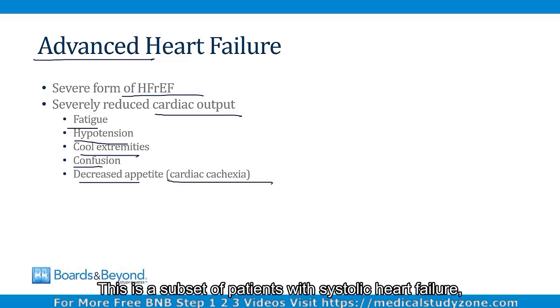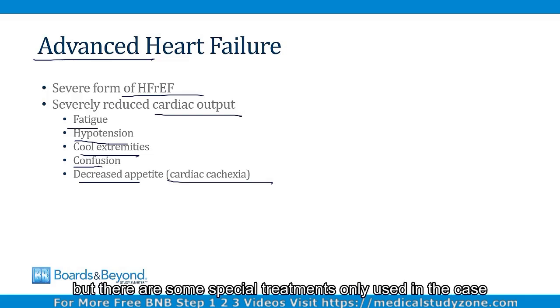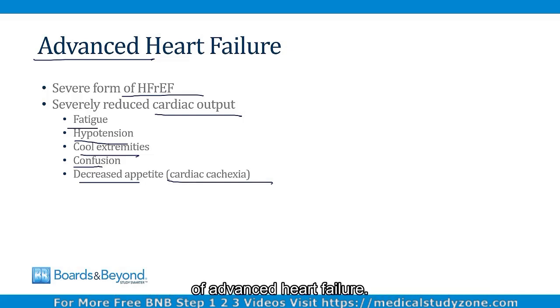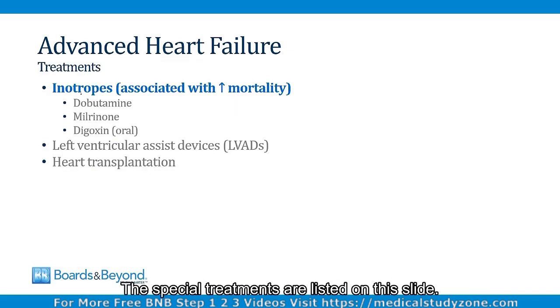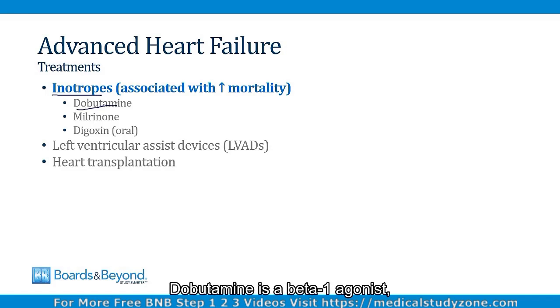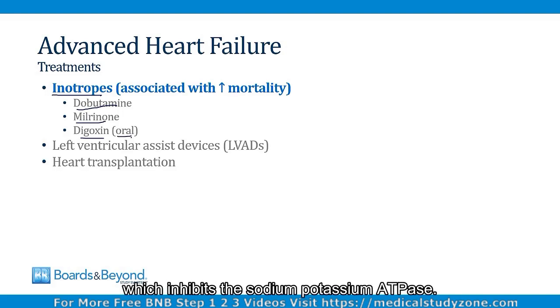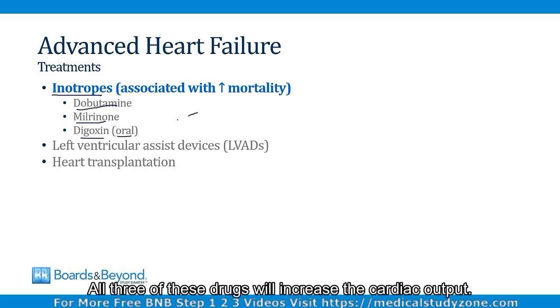This is a subset of patients with systolic heart failure, but there are some special treatments only used in the case of advanced heart failure. The special treatments are listed on this slide. The first one is inotropes. These are drugs that increase the cardiac output. Dobutamine is a beta-1 agonist, milrinone is a phosphodiesterase inhibitor, and digoxin is an oral drug which inhibits the sodium-potassium ATPase.